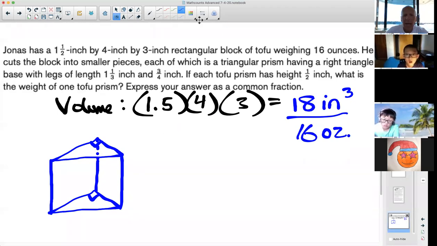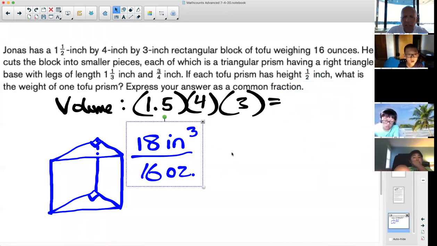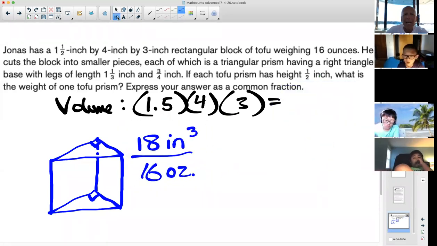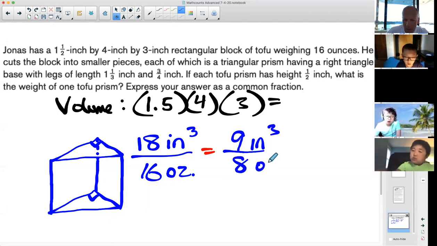16 ounces. Now, what I like to do is I like every single ratio and I like to set it equal to a different ratio, giving me a proportion. Now, I love to do a rate. Can you guys simplify this for me, please? Come on, guys, this is a what? 9, come on. 9 inches cubed over 8 ounces.